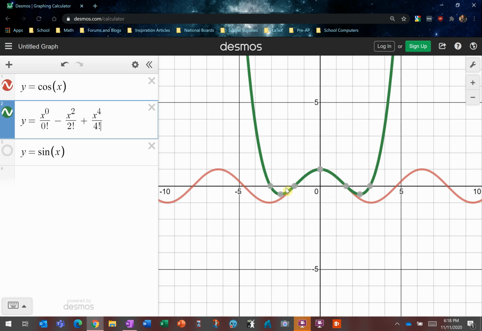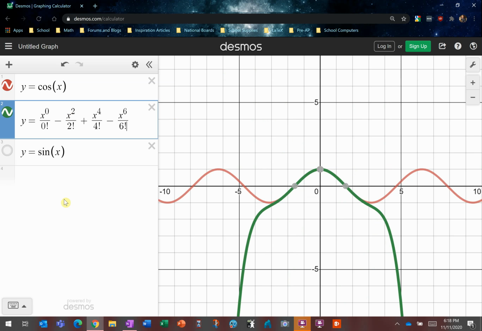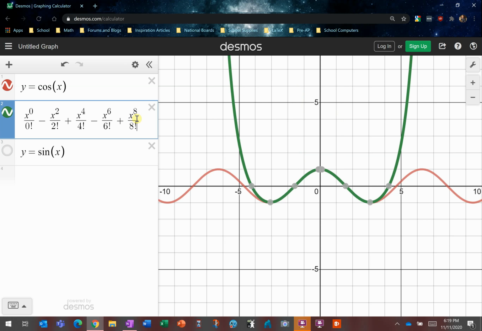Look at that. It's kind of molding down on it. And then minus x to the 6th divided by 6 factorial. And look at that. We are doing a really nice job. We can go further to continue out the pattern. Plus x to the 8th divided by 8 factorial. And you can see we're doing better and better. In fact, this is another one of those Maclaurin series, or Taylor series, that will eventually, if you put out an infinite number of terms, perfectly match onto cosine. It will be exactly the same as cosine.